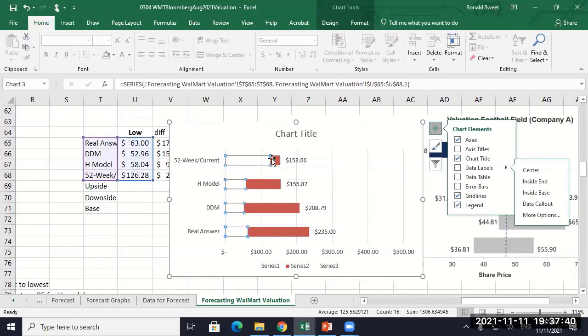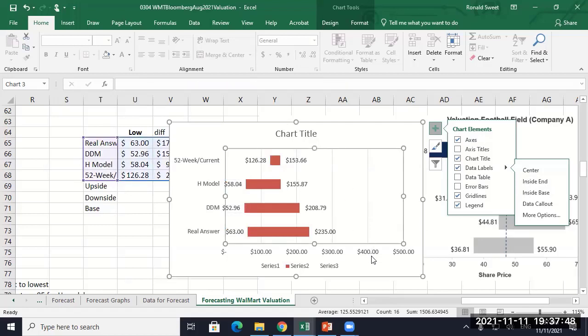And then same thing for the other side here. Except on this end, we want them inside the end. And then we can make the chart look a little bit nicer by fixing up our axes.